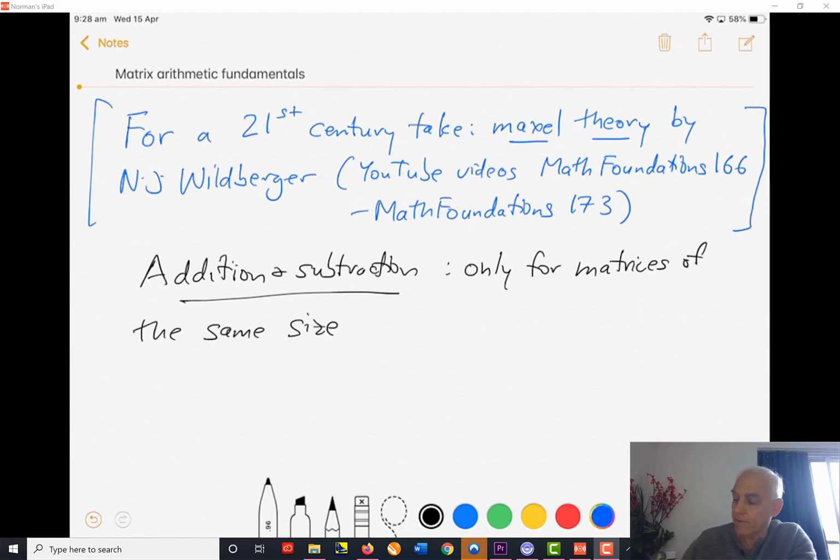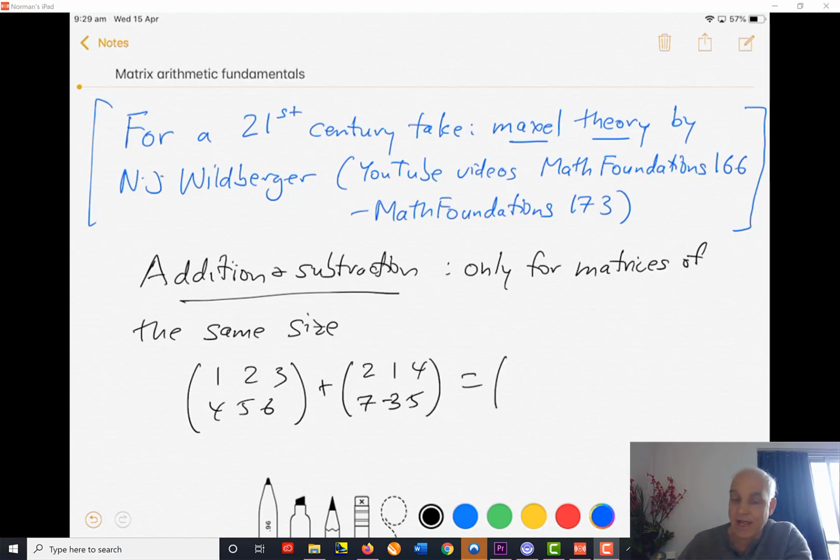Okay, so we've already had a look at this in some special cases, but for example, let's say you have 1, 2, 3, 4, 5, 6. There's a matrix, and another one maybe 2, 1, 4, 7, minus 3, 5. To add those, you just add them component wise. So you get 3, 3, 7, 11, 2, and 11.